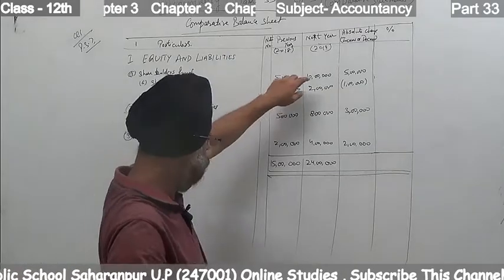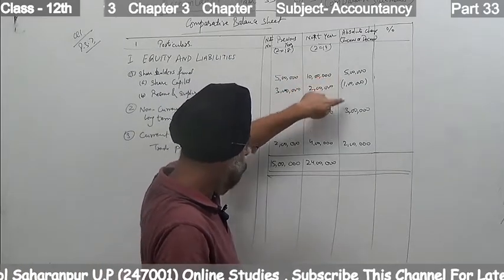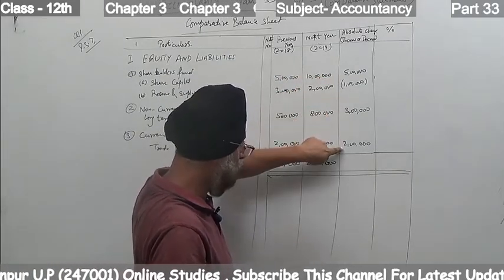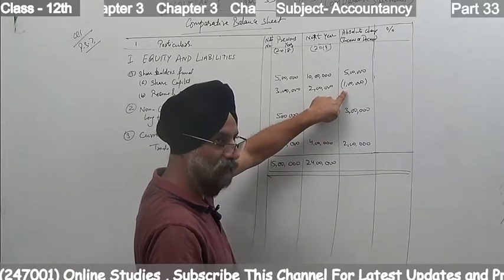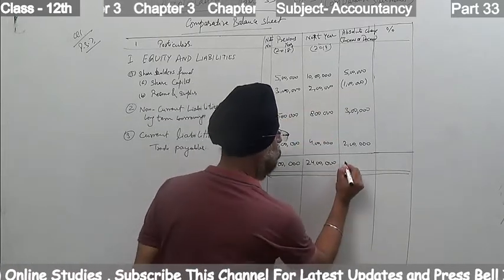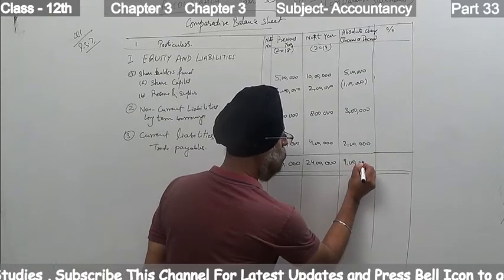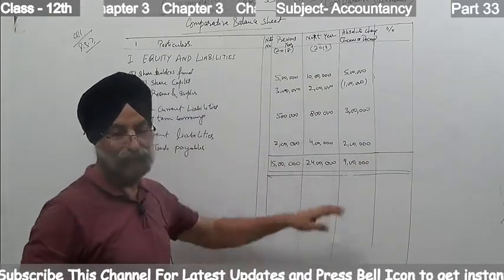And students, see, this is amount 5 lakh, 8 lakh, and 10 lakh. Subtract this negative value, then you will get rupees 9 lakh. Overall change is 9 lakh rupees. Now come to the last column.